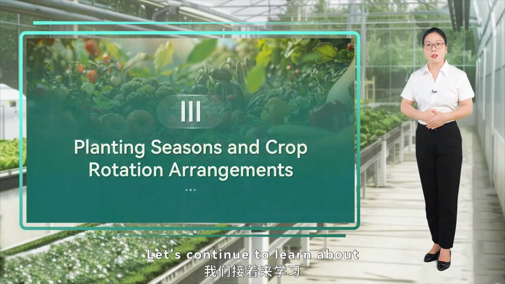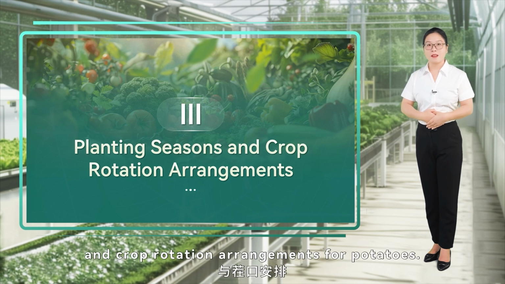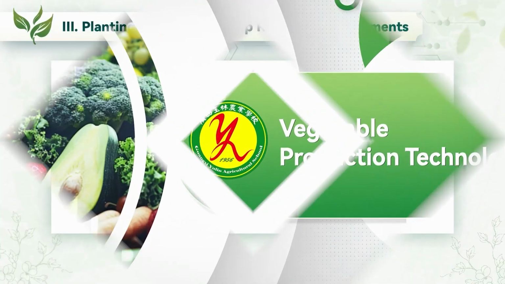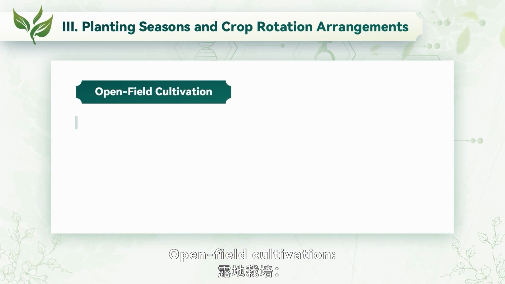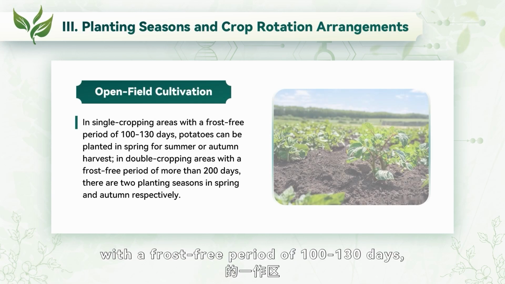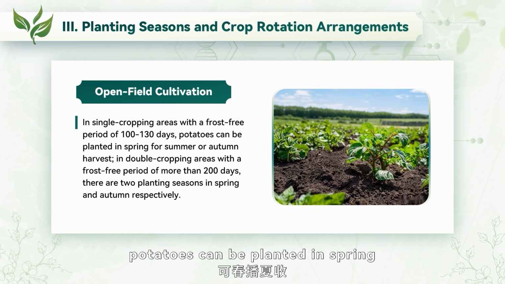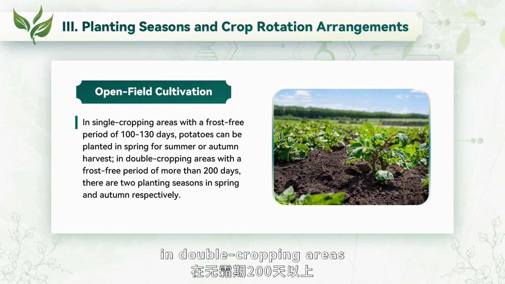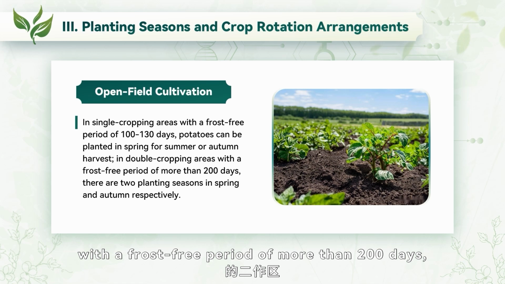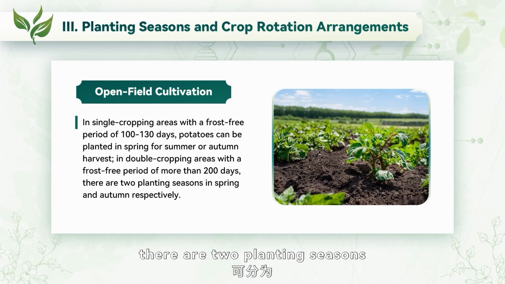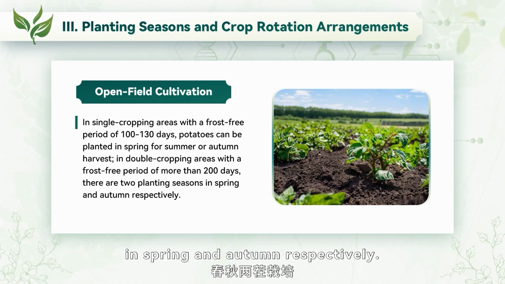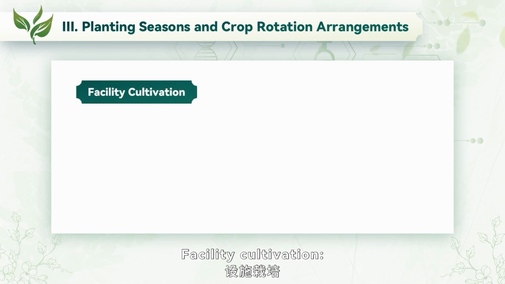Let's continue to learn about the cultivation seasons and crop rotation arrangements for potatoes. Open field cultivation. In single cropping areas with a frost-free period of 100 to 130 days, potatoes can be planted in spring for summer or autumn harvest. In double cropping areas with a frost-free period of more than 200 days, there are 2 planting seasons in spring and autumn respectively.